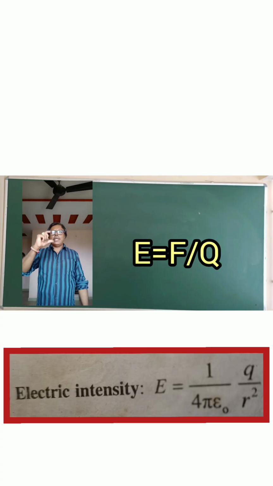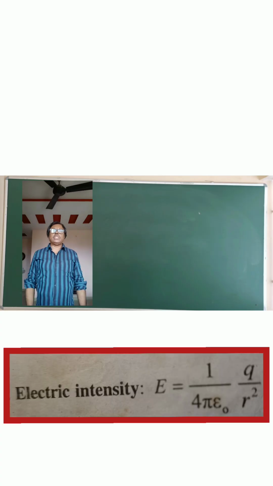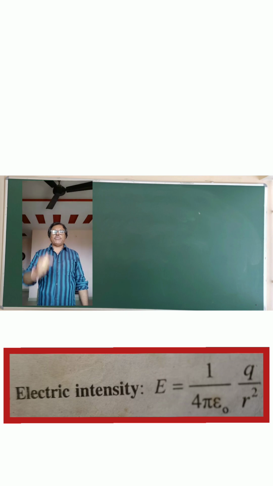E is equal to F by Q, which can also be written as 1 by 4 pi epsilon 0 into Q by R square.